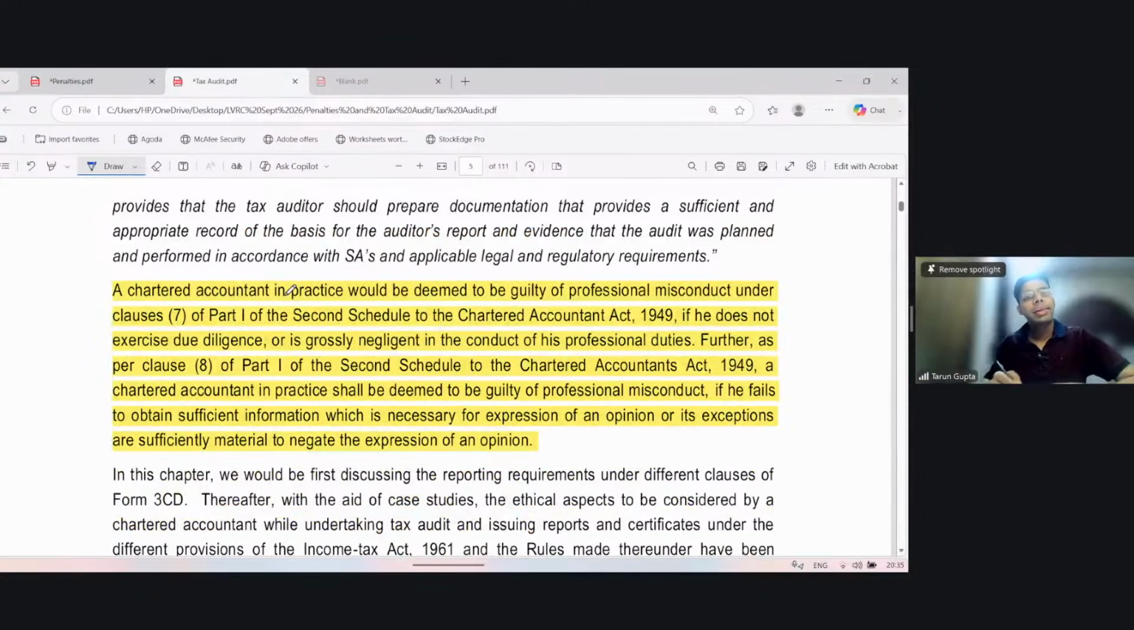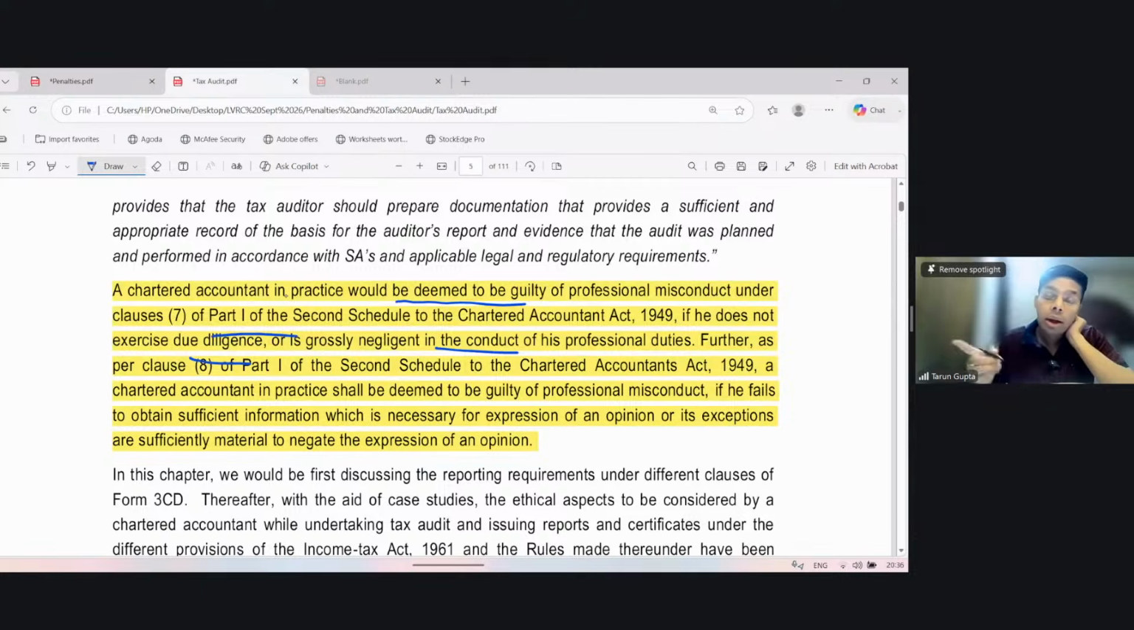Now, our CA Act says that a chartered accountant would be deemed to be guilty of professional misconduct under clause 7 of Part 1 of the Second Schedule to the CA Act if he does not exercise due diligence. If it is proved that the CA has signed a report without exercising due diligence, then he will be deemed to be guilty of professional misconduct under clause 7, or if he is grossly negligent in the conduct of his professional duty.